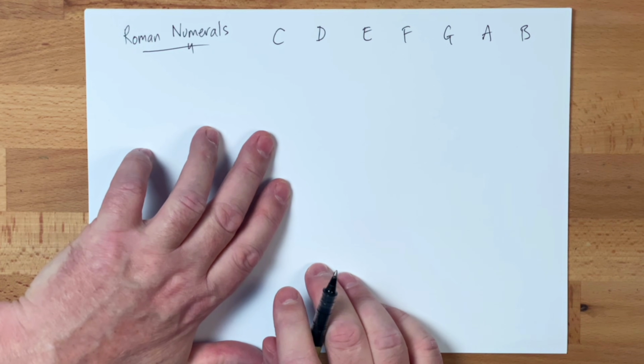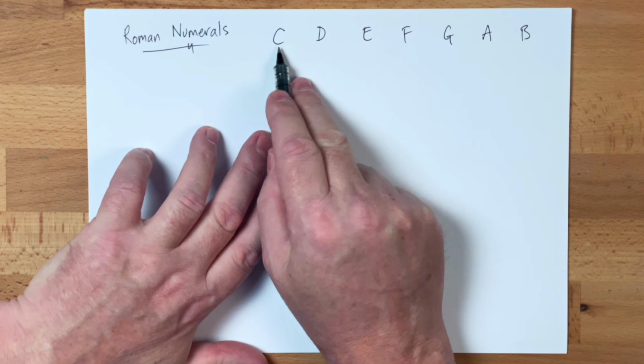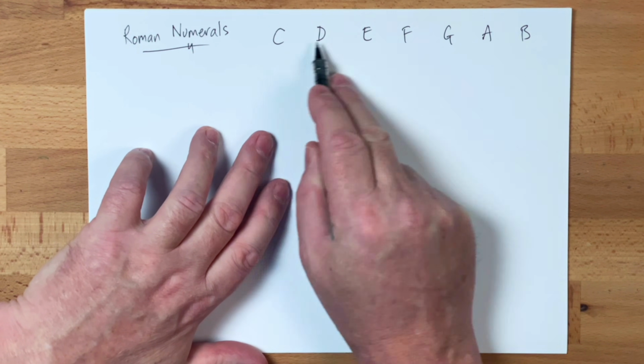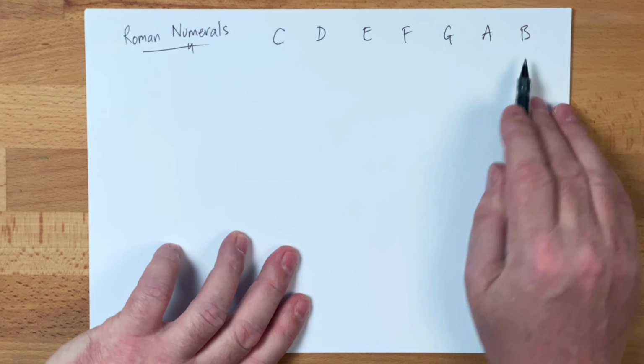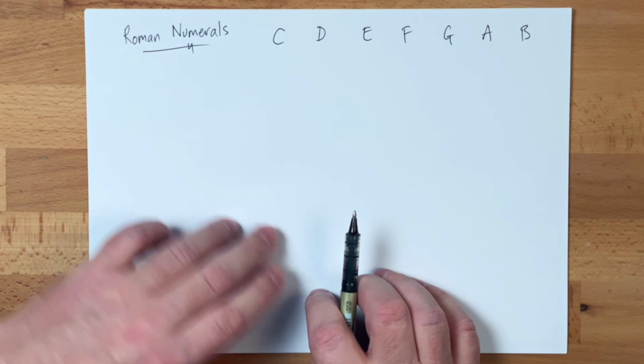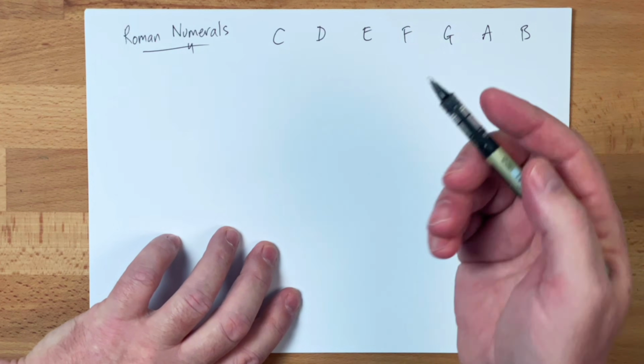Those are the notes from C major. The C is the root note for a chord. The D is a root note for a chord. The E. You can see we've got 7 separate letters there. Now, what we can do is we can assign them as chords.